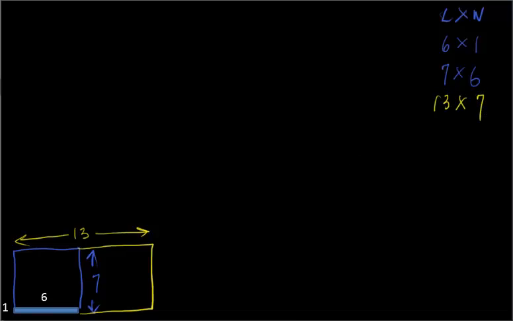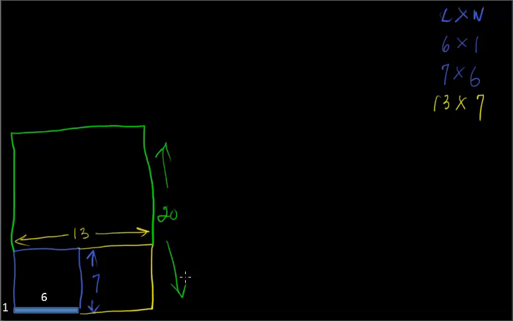Okay, so we'll pick another color and add a square to the longest side of this rectangle. And so this would be a 13 by 13 square. So this was 7 and this was 13. So now our length is 20 and our width is 13. So we have 20 by 13.